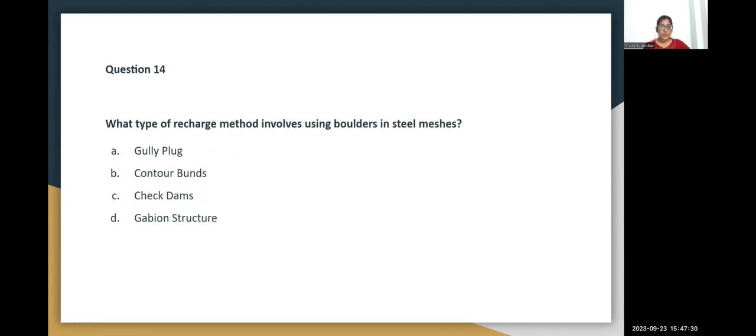Now, what type of recharge method is involving using boulders and steel meshes? So we learned about few methods of groundwater recharge that can be done naturally. We had also discussed the conditions during which such methods are used. So out of the four, which of the methods is linked to use of boulders and steel meshes is the question.